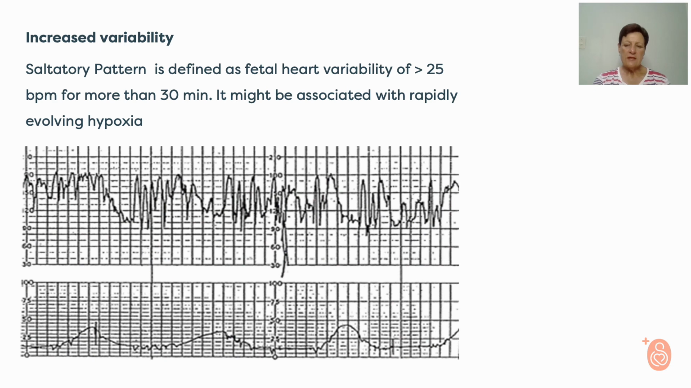Now, our second abnormality regarding variability is increased variability. We've said normal variability is between 5 and 25 beats per minute, so increased variability will be above 25 beats per minute, and we call that a saltatory pattern, and that's what you typically can see here. There's a lot of variation here, and if this lasts for more than 30 minutes, it might also be associated with rapidly evolving hypoxia.